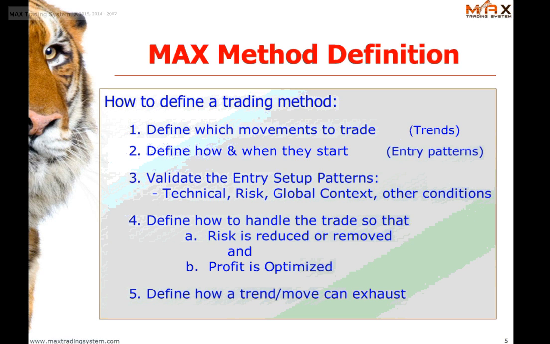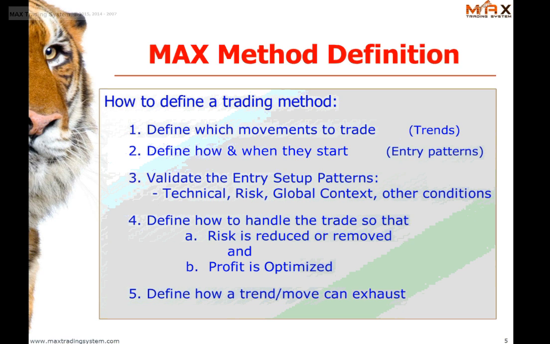We then have to define how such a trend or such a movement will start. A movement or a trend can start in different ways, completely different ways. And so these ways will be defined based on specific patterns the price can exhibit. We will call these patterns entry setups. And when we have an entry setup, this does not necessarily mean that we have a trade. We have to validate the trade or the setups under 3 types of conditions, or 4 types of conditions.